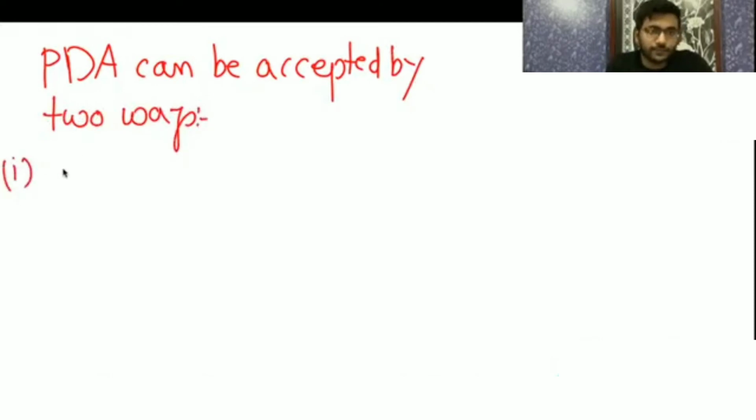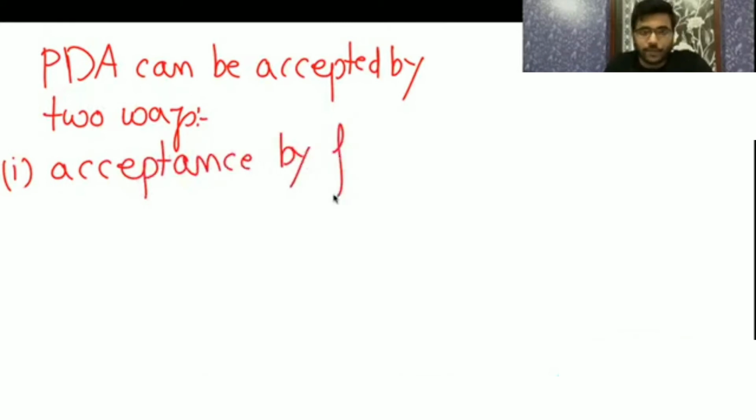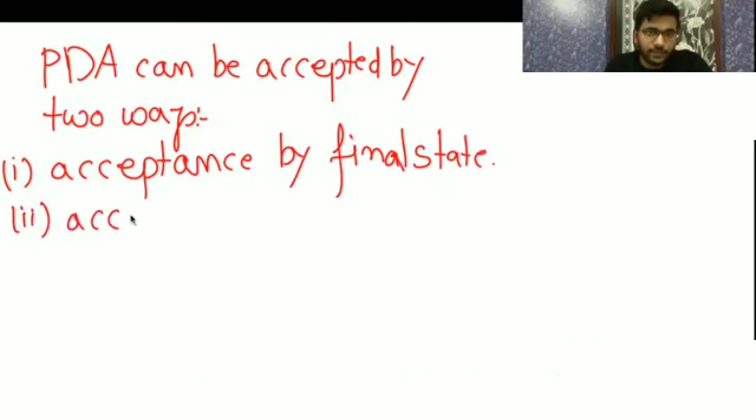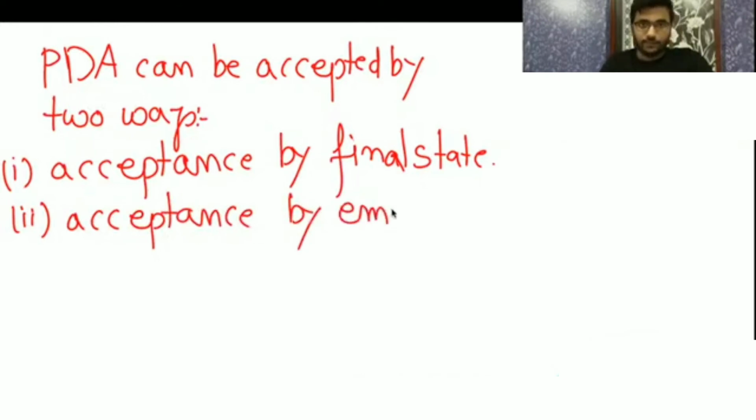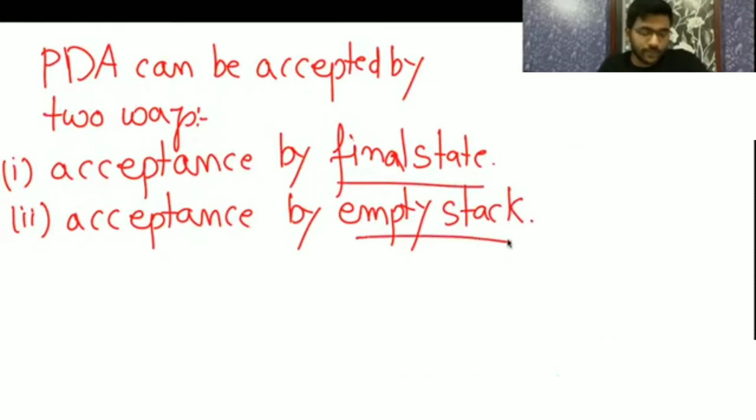One is acceptance by final state. Another is acceptance by empty stack. So one is acceptance by final state, you will reach the final state. Another is acceptance by empty stack, where you will empty the stack. Okay, so now I will write the definition of both acceptances.